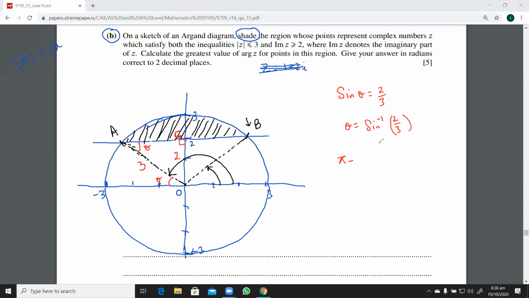Who will tell me what is the sine inverse of 2 over 3, correct to 3 significant figures? 0.730, okay? And now do that pi minus answer. So what do you get? Sir, 2.4. Yes, hurry up. The 2.41. 2.41. Okay, this is 2.41.